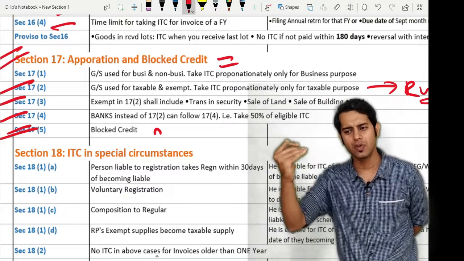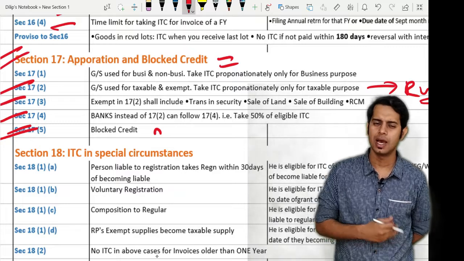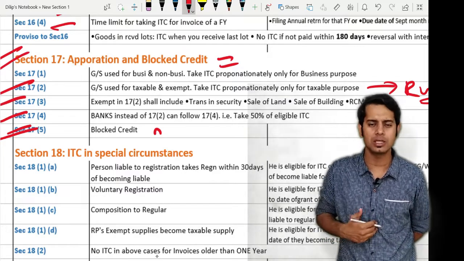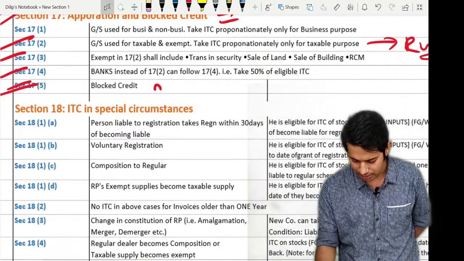There are a few other cases wherein if you are a manufacturer of motor vehicles, then also you can take ITC on service costs, or if you are in the business of insurance or reinsurance, you can also take input tax credit on the motor vehicle.